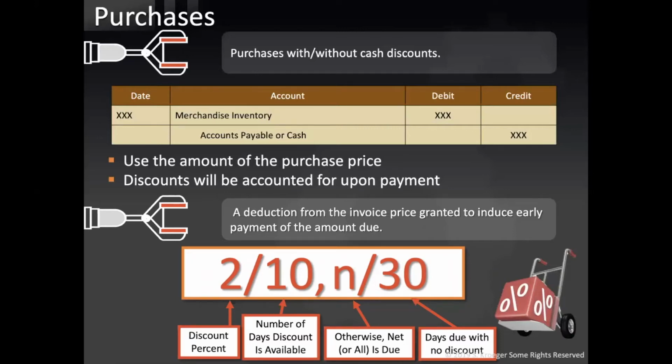Next is the letter N, which means net. This is the total payment due without the discount. Finally, the last number will be when the net amount is due, which is 30 days in this case. In summary, 2, 10, and 30 means that I will get a 2% discount if I pay my bill in 10 days. Otherwise, I will owe the full amount to be due in 30 days. This is just one example. The discount percentage and days will vary depending on the company. Once again, this is something we take into consideration when we make the journal entry for the payment, but not for the purchase.